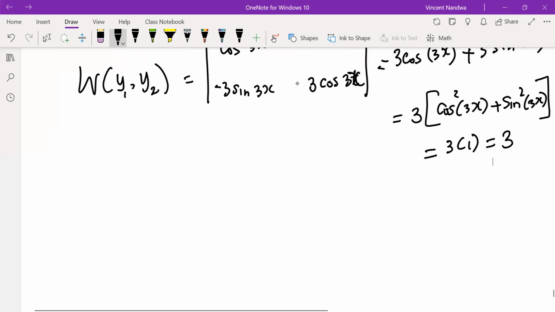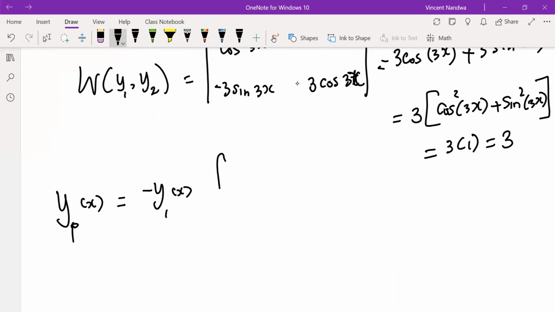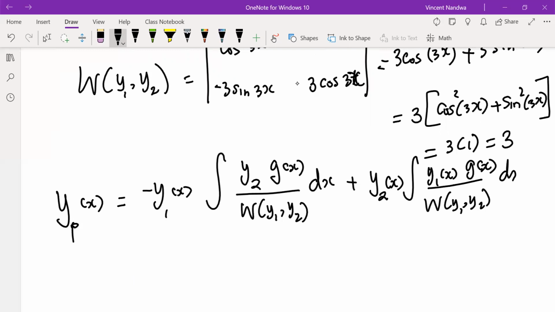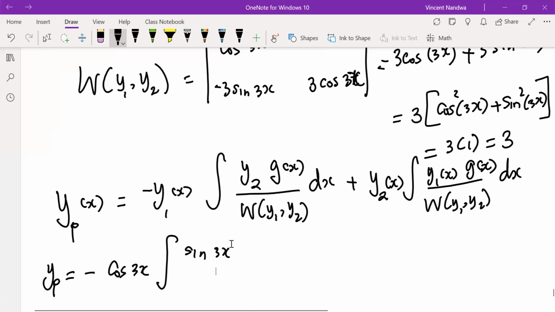Now, by definition, the particular solution is given by negative y1 of x integral of y2 g of x over the Wronskian of y1 and y2 dx, plus y2 of x integral of y1 of x times g of x over the Wronskian of y1, y2 dx. So this will be given by yp equals negative y1, which is cosine of 3x, integral of y2, which is sine of 3x, times g of x.